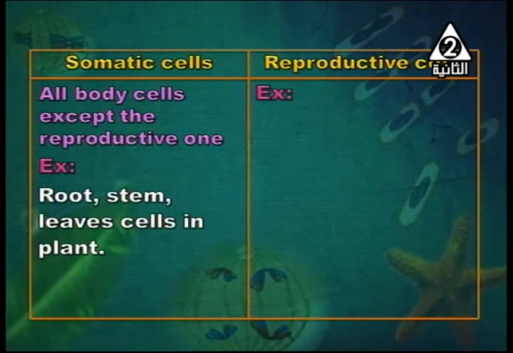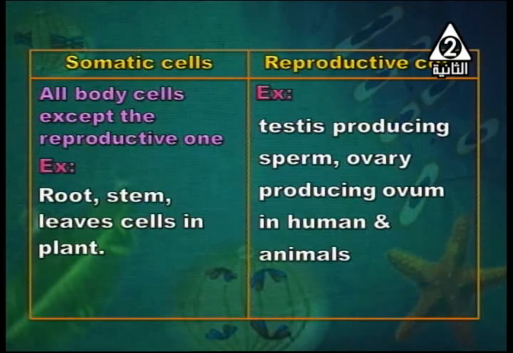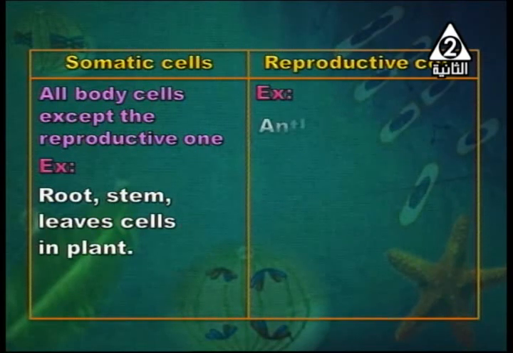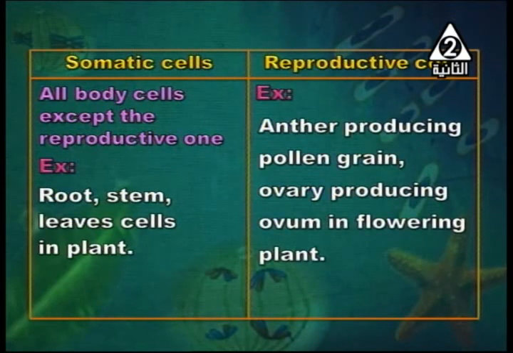But the reproductive cells are the testes which produce sperm and the ovary which produces ovum in humans and animals. While in the plant, it is the anther which produces pollen grains and the ovary which produces ovum in flowering plants.